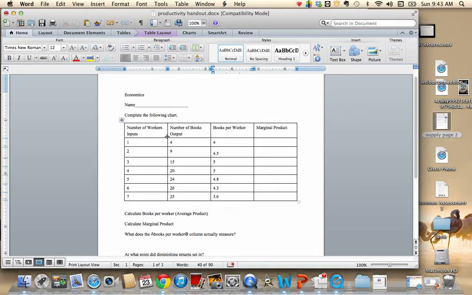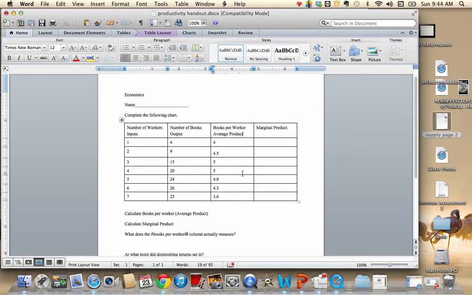So we're going to take the output divided by the input. 4 divided by 1, 9 divided by 2. When you do that, you are finished with this column. And once again, this is our average product column. On average, how much did each worker make? So you're finished with this column.